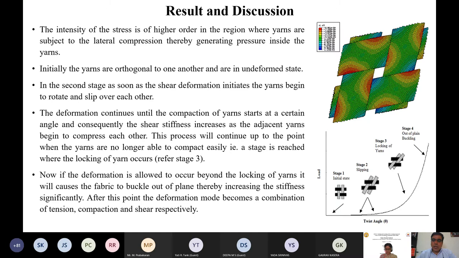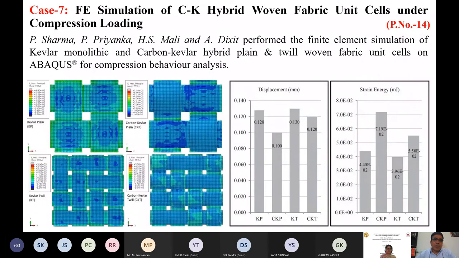Now look at this: the initial stage, the load condition, the slipping stage, the locking of yarns, and finally out of plane buckling. This way you can identify what will be the behavior of your textile composite laminate when you are trying to load it under shearing. So that is the result which has come up.